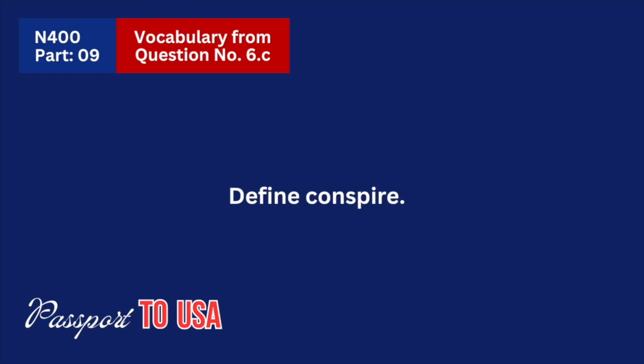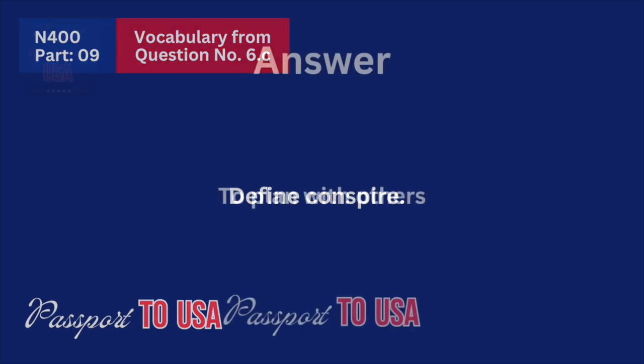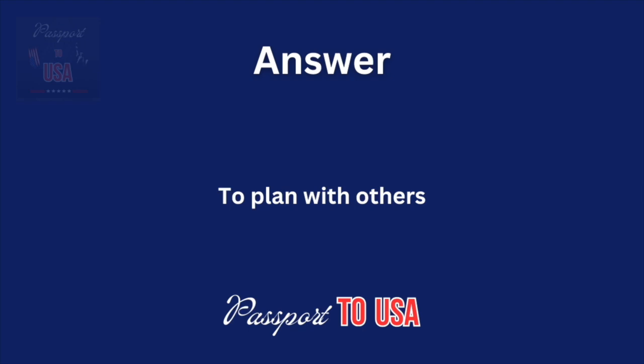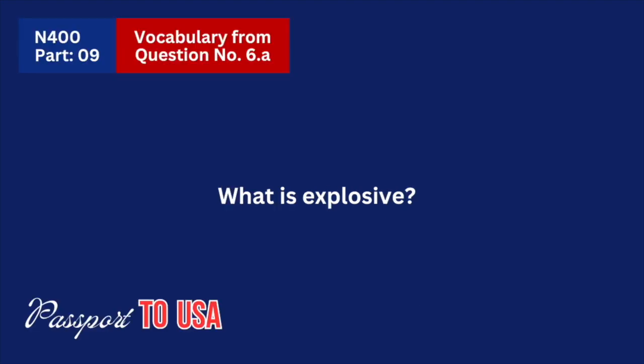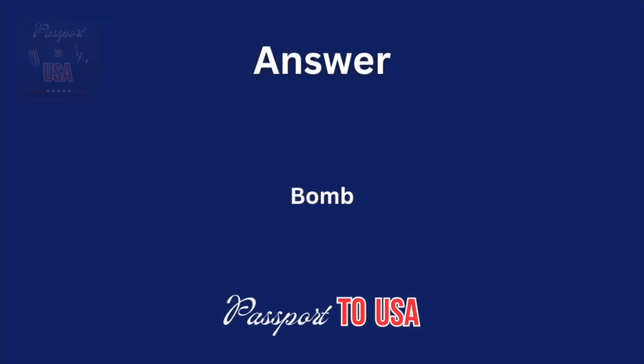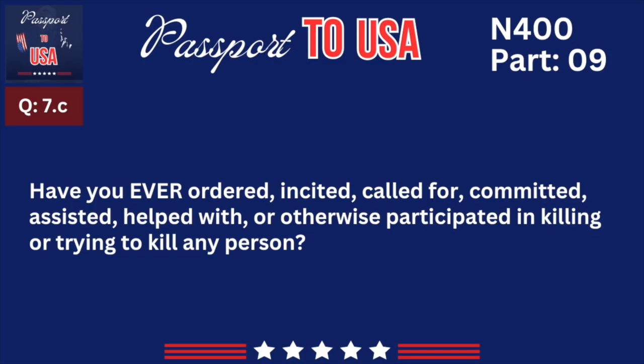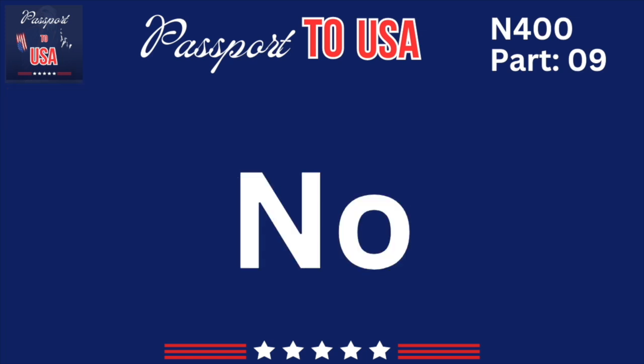Define conspire. To plan with others. What is explosive? Bomb. Have you ever ordered, incited, called for, committed, assisted, helped with, or otherwise participated in killing, or trying to kill any person? No.